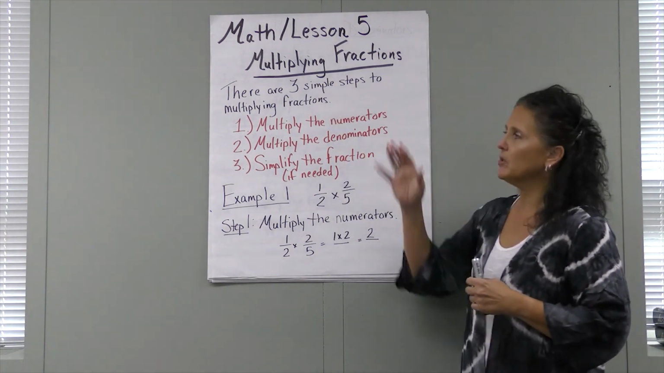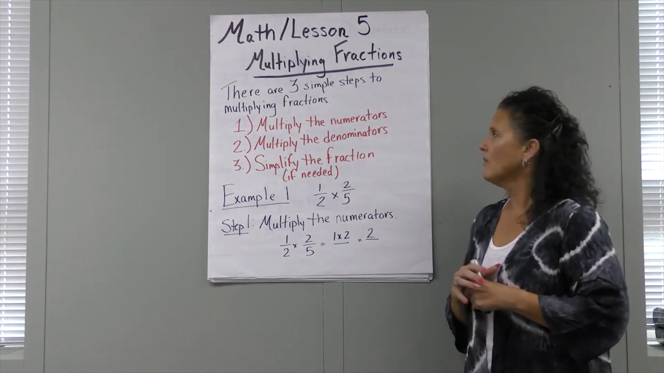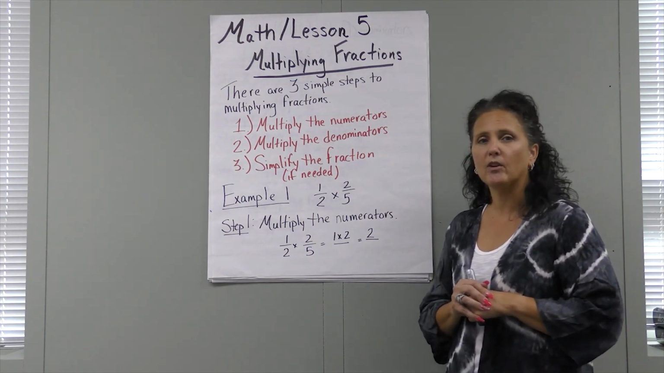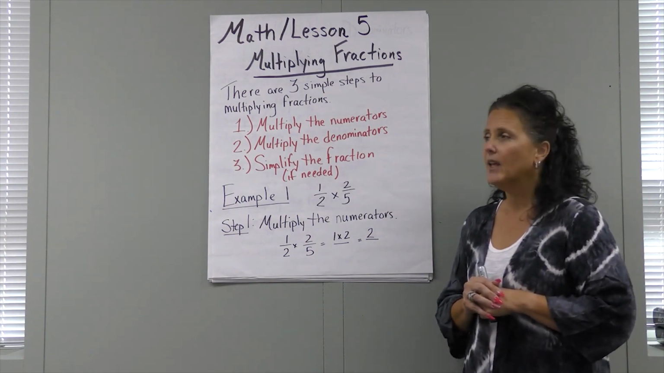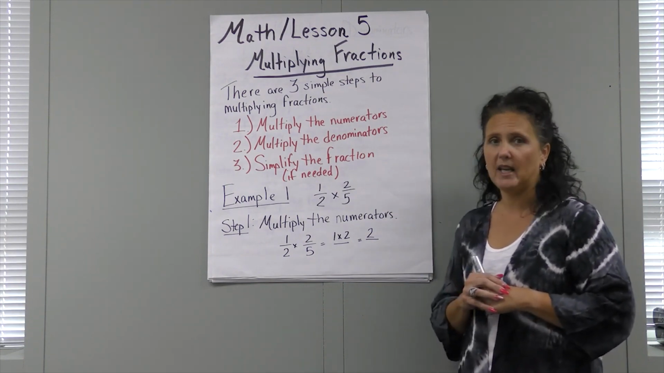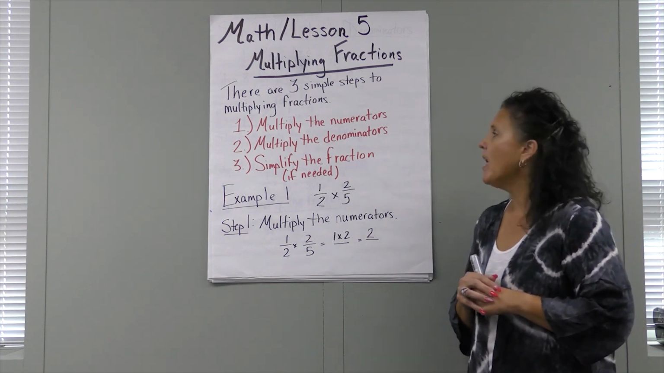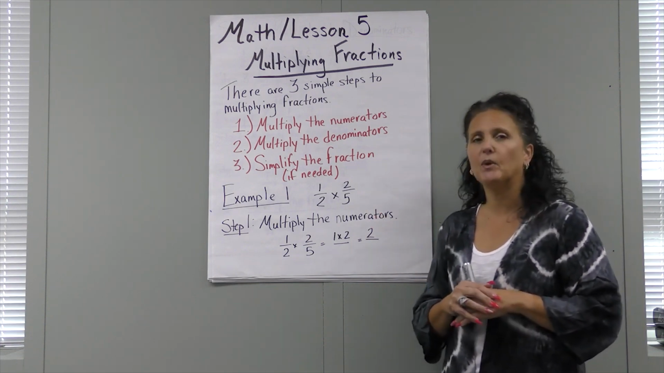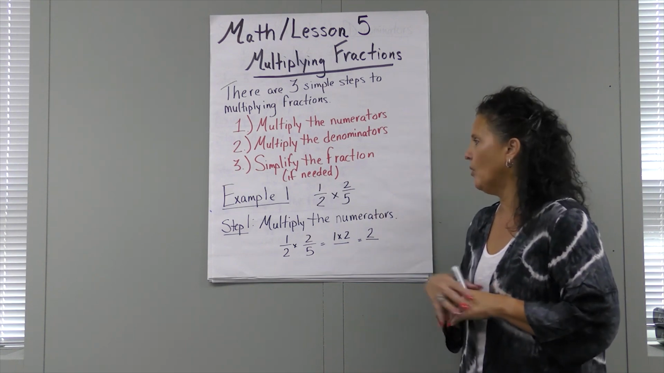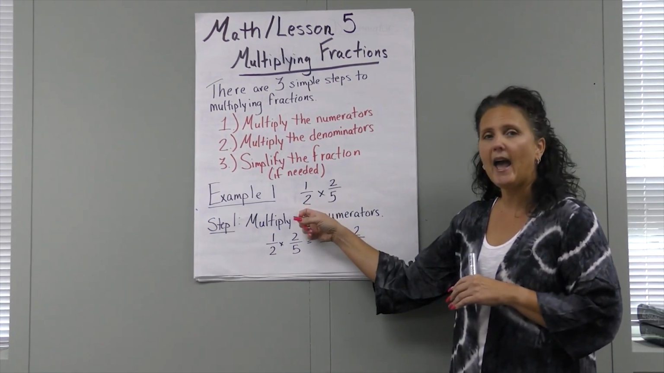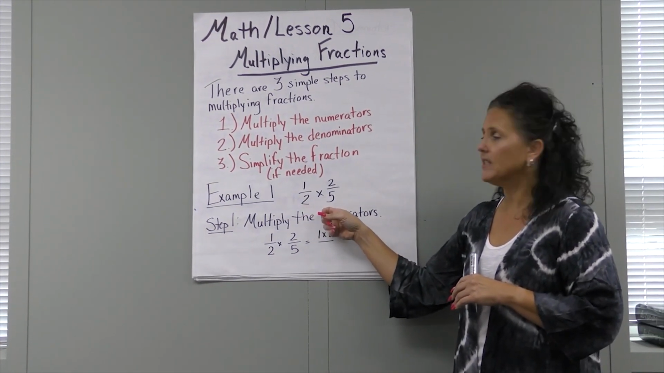So there are 3 simple steps to multiplying fractions. First, we have to multiply the numerators. Those are the numbers on top. Then we have to multiply the denominators, the numbers on bottom. And then we have to simplify the fraction if we need to. So let's look at an example. We're going to multiply 1/2 times 2/5, right?